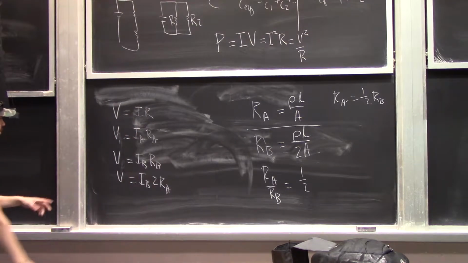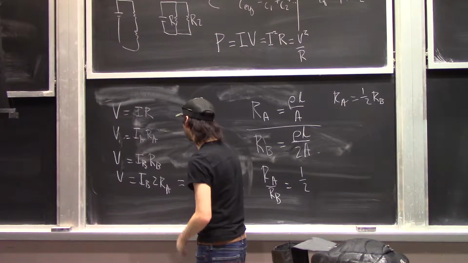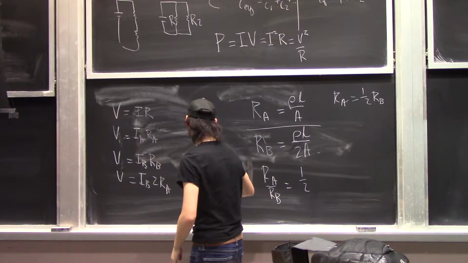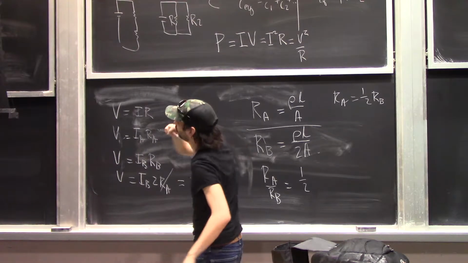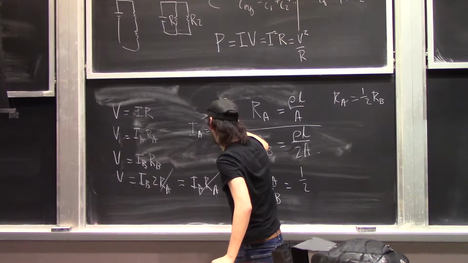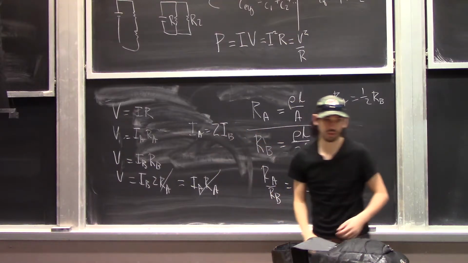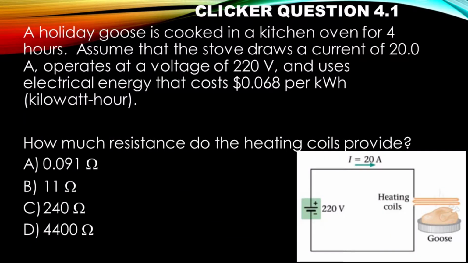Now, the V's are the same, and so I can say that this is IA RA. I can cancel my RAs, and so what I see is that IA is equal to, what am I doing wrong here? No, this is right. IA is going to be equal to 2 IB. Okay. Second guessing myself here, but that's how you can show it through with all the steps. Okay, everybody happy with that?